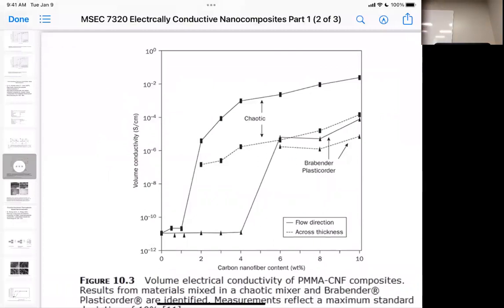So the Brabender, it had a nice percolation threshold somewhere around 5 right here. And the transverse to the direction of flow had about the same conductivity. Okay, so that's making me think, number one, this is a pretty high threshold. And the fact that these are the same is telling me we probably don't have any order. We have a disordered system. Okay, which is counterintuitive because we're using the chaotic to make an ordered system.